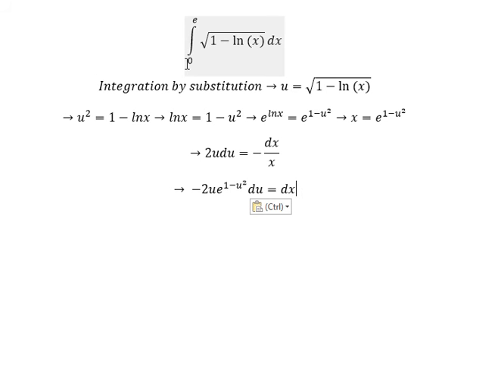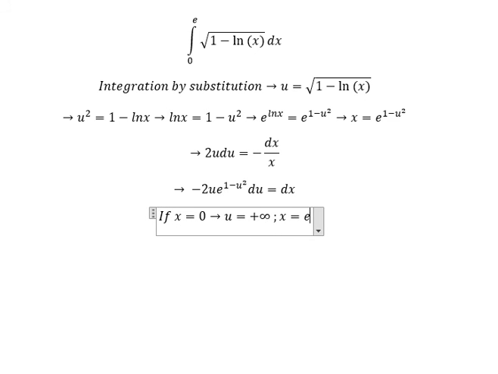And now we need to change the limits 0 and e. If s equals 0, we can find the value of u: because as s approaches 0, ln s goes to negative infinity, but we have the negative here, so you get positive infinity. If s equals e, we put e in here, and you get u equal to 0.